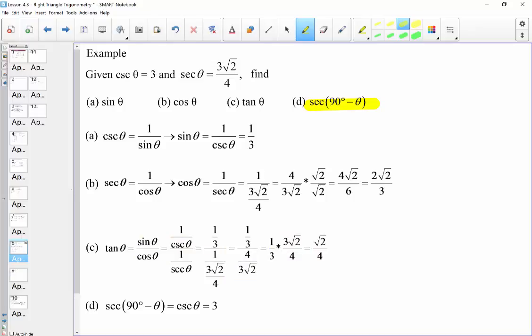Now this is a cofunction identity. So recall that the secant of 90 degrees minus theta equals the cosecant of theta. And since we're given this in the problem, the cosecant of theta equals 3.